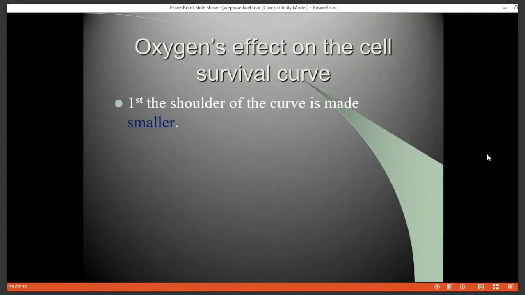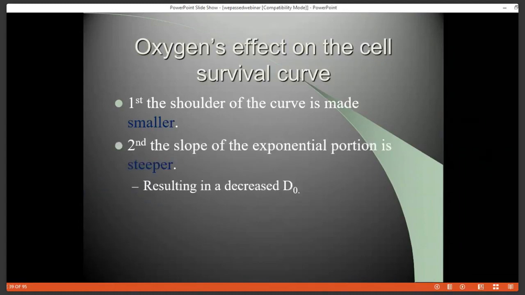Oxygen has a dramatic effect on the cell survival curve. First, because it's a radiosensitizer, it makes cells appear more sensitive to radiation. The shoulder is made smaller in the presence of oxygen; cells have less of an ability to repair damage. Also, the exponential region, the straight line portion, tends to be steeper, resulting in a decreased D sub 0, meaning that you need less radiation to kill 63% of the cells.